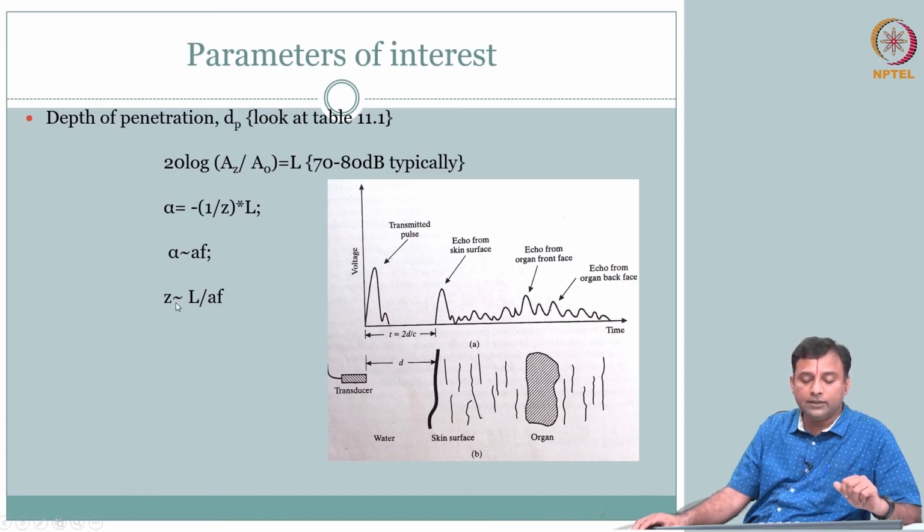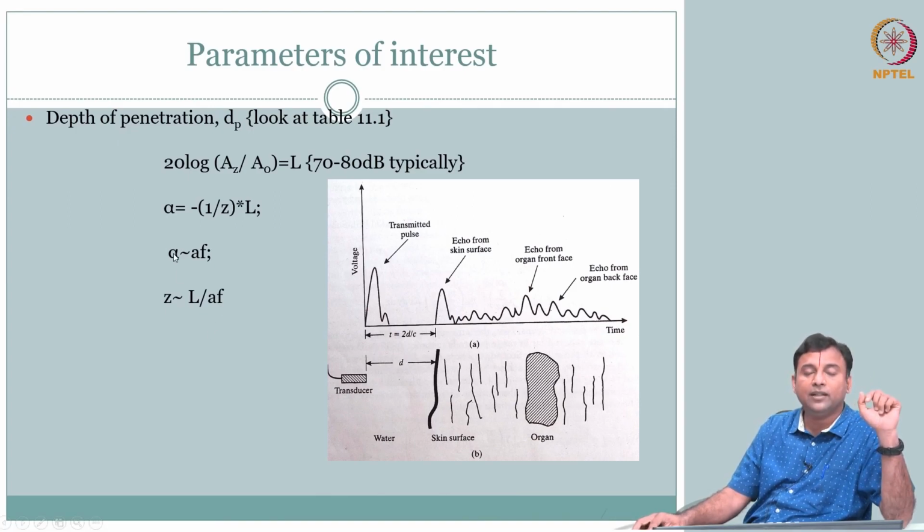Of course, what is this? Z is approximately L by AF. Yes, this is your distance, right? Z is your distance thing. This L is the total loss. This is your loss per frequency per centimeter, right? That is what you go back and look at your definitions.